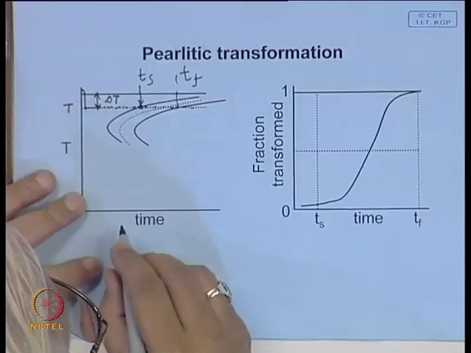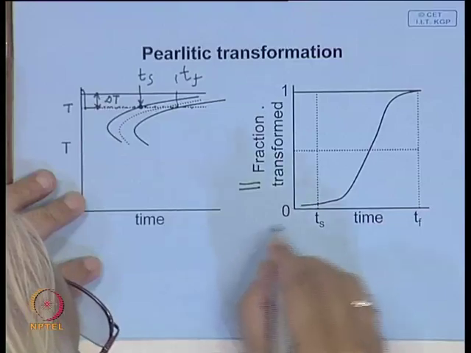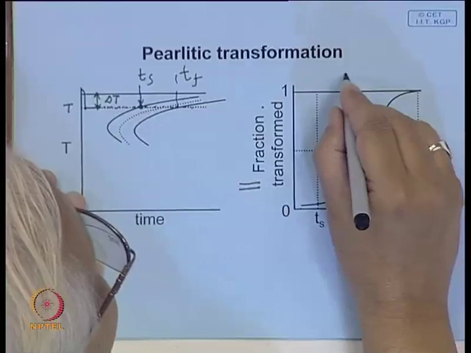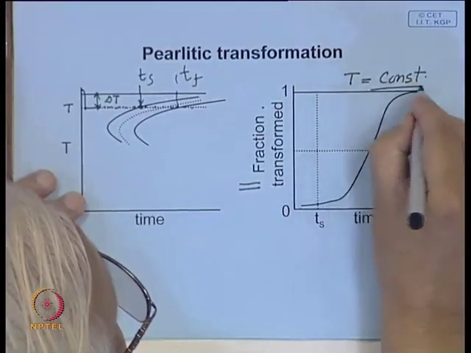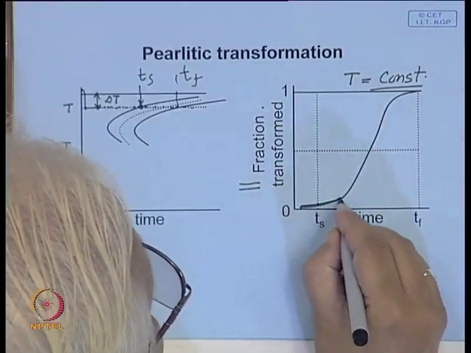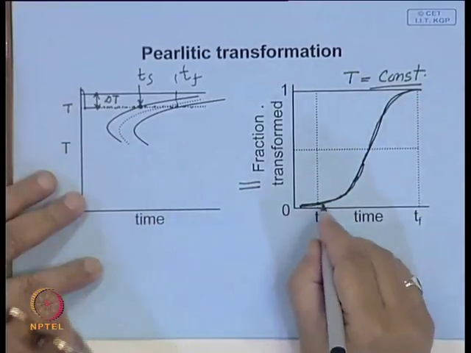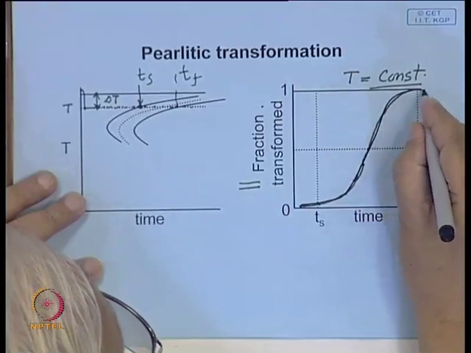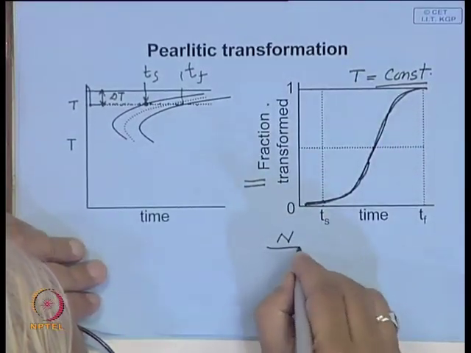And how does this volume fraction increase with time? If you generate a plot, you get something like this, you call this fraction transformed, and if you plot this fraction transformed, often you find that at a fixed temperature, that is T is constant, isothermal means constant temperature, this is the type of plot that you see. Initially the transformation is slow, it picks up, in between it has a maximum, then it goes like this. And we will see how this takes place. We have seen that there is a process of nucleation and growth.